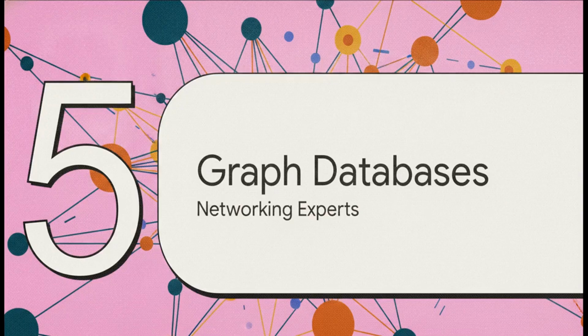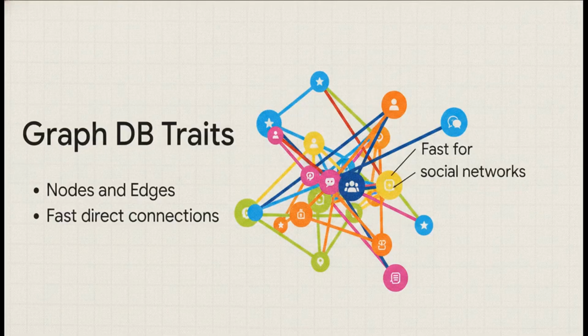Let's pivot to Section 5, Graphs and Connections, the networking experts. Graph databases are a totally different beast. They model data as nodes, which are the entities, and edges, which are the relationships connecting them. In a standard relational database, linking heavily related data requires joins, and joins are this costly, slow process of mathematically matching rows across different tables. Graph databases, they completely bypass that heavy lifting by using literal direct connections.